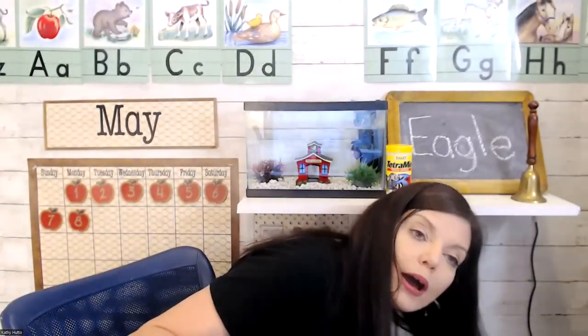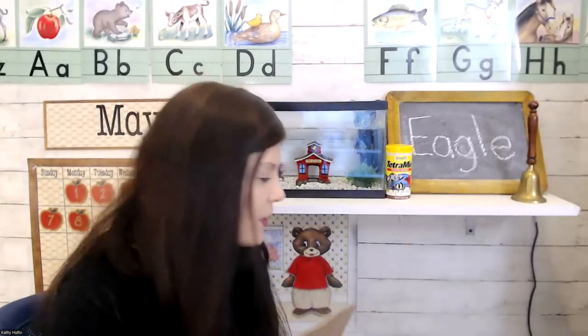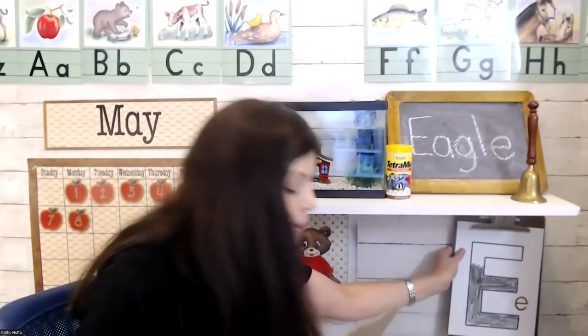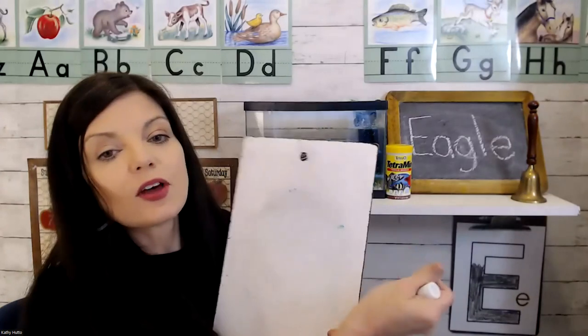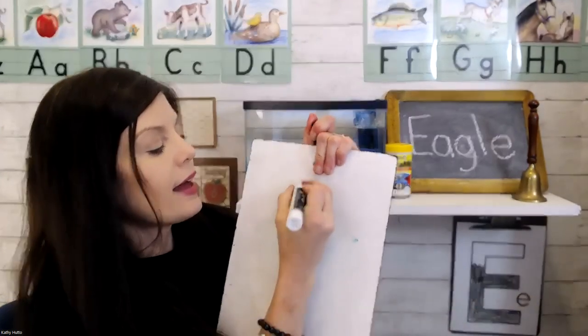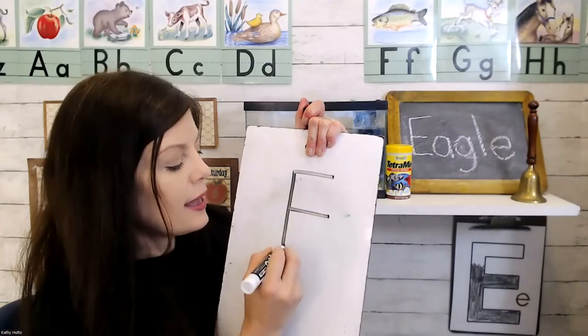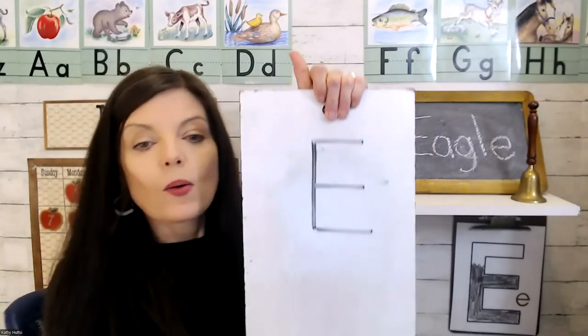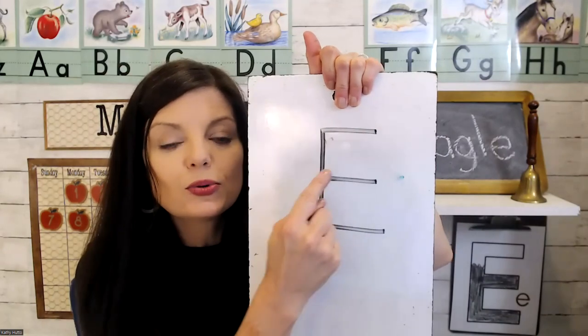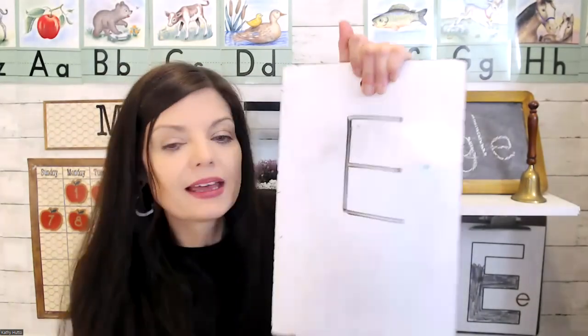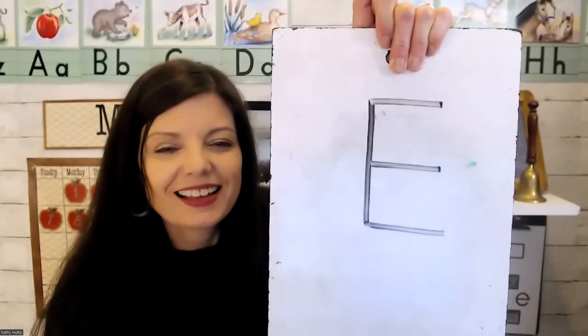To write a letter E, you're gonna make a number one. Have you noticed that lots of our letters start with number one? So let's start with a one, and then we're going to make a line across the top and the middle and the bottom. One, two, three, four lines to make a big letter E.